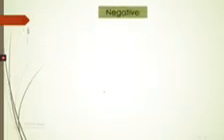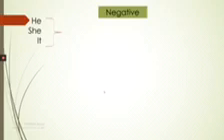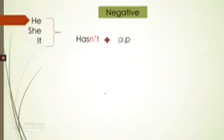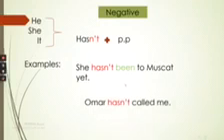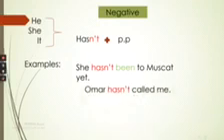He, she, and it should be followed by what? Very good, hasn't. After hasn't, the past participle. The examples: She hasn't been to Muscat yet. Omar hasn't called me. Okay?